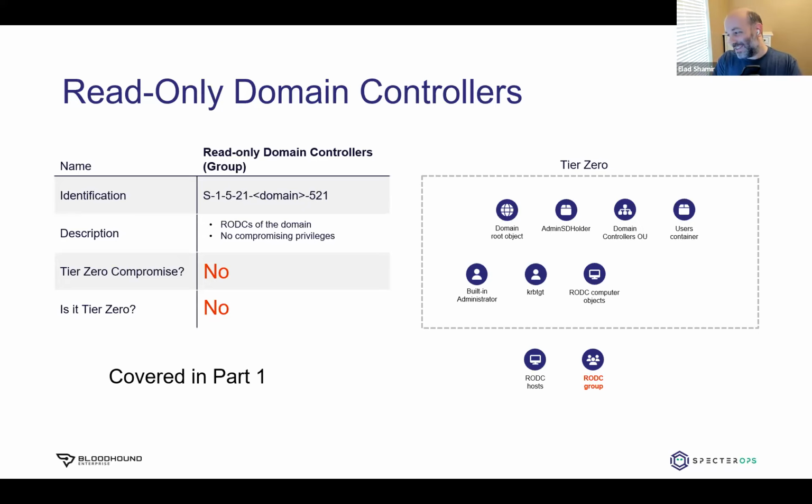But the bottom line here is that it does not allow compromising tier 0, and it is not part of tier 0. And again, we have 40% here disagreeing with me, 60% agreeing. So we still have quorum, but we're going to have some disagreements soon.